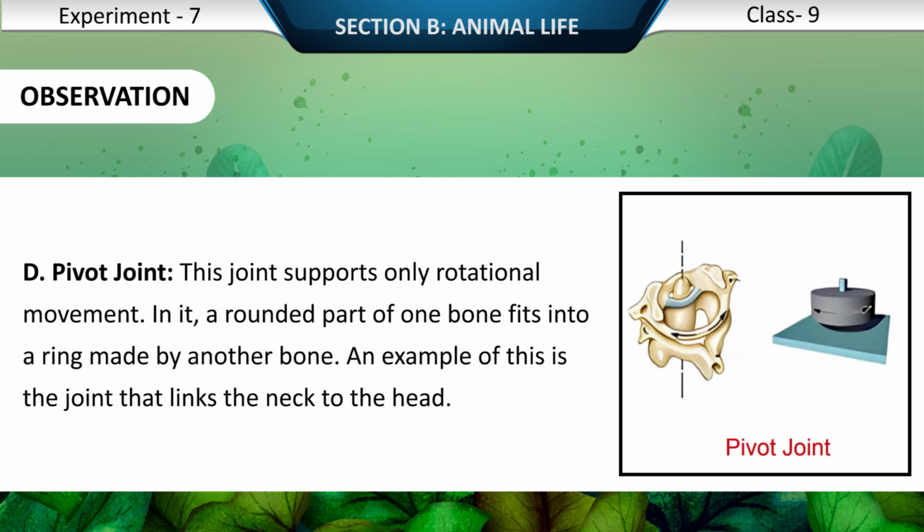D. Pivot joint. This joint supports only rotational movement. In it, a rounded part of one bone fits into a ring made by another bone. An example of this is the joint that links the neck to the head.